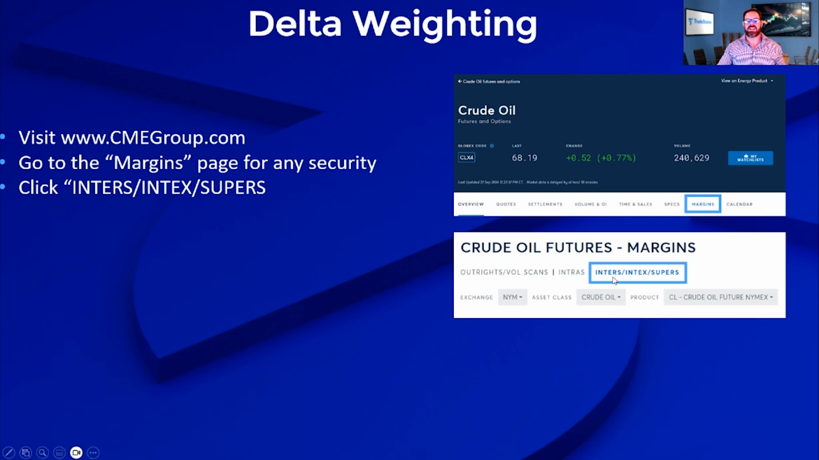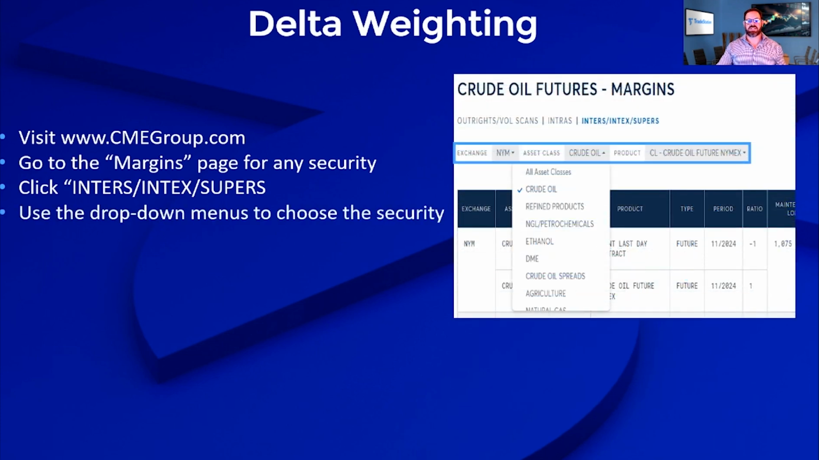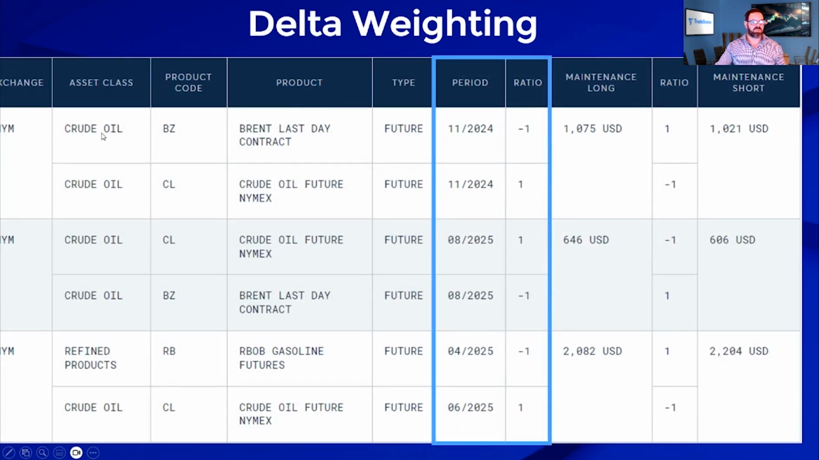Intermarket is the intermarket spreads, and then you can choose the exchange, which asset class you wish, and specifically which future you're trading. So for instance, under crude oil, if I went NYMEX crude oil, asset class, I can use the drop-down securities and check the dates in the ratio. So for instance, here, crude oil, Brent versus light sweet crude. We have a 1-to-1 ratio. Okay, on this one, another Brent versus crude, depending on the month of expiration, August 25. This one's November 24, April 25. They have different months that you can trade.